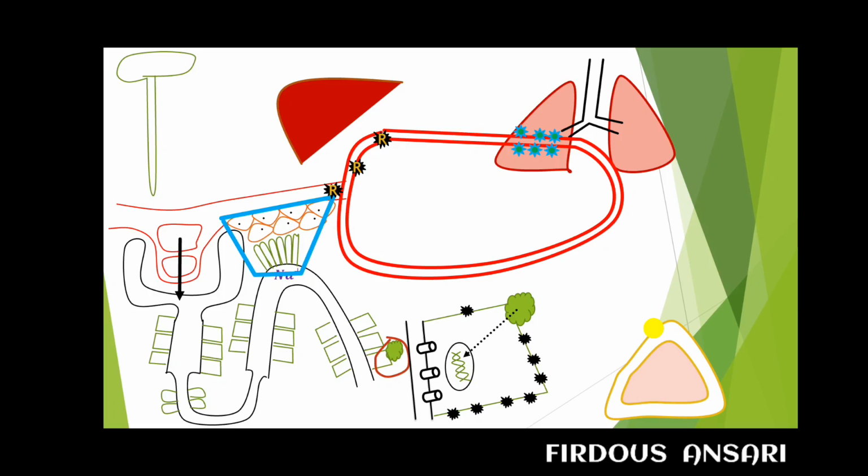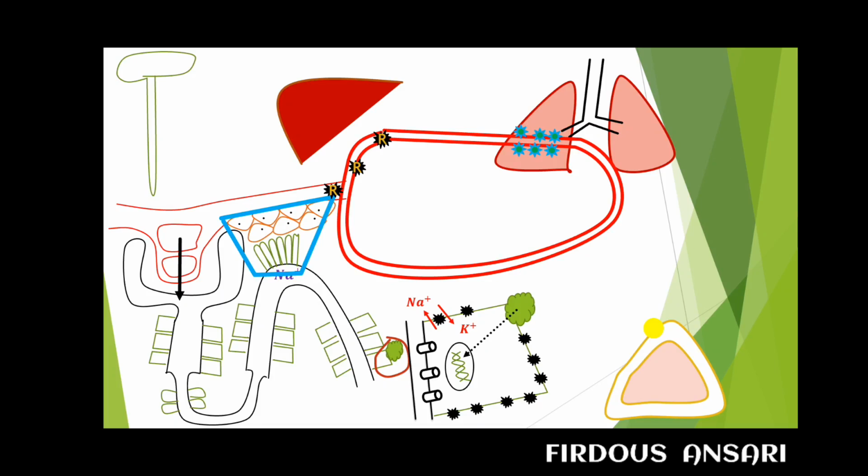Now what is the action of this sodium potassium ATPase pump? Its action is to release 3 sodium ions outside the cell. Outside the cell means into the systemic circulation, and to produce influx of 2 potassium ions inside the cell. So by this action, this cell will become rich in potassium and very poor in sodium.